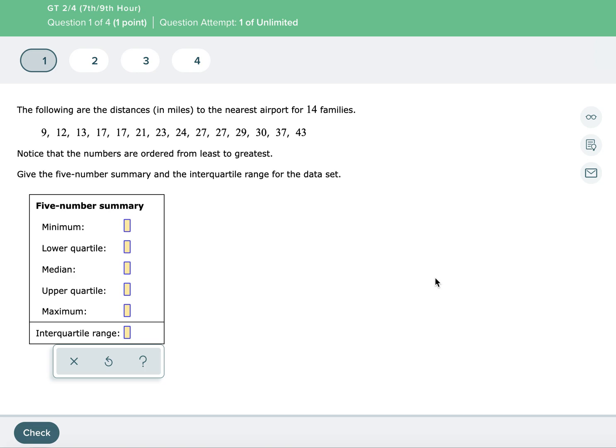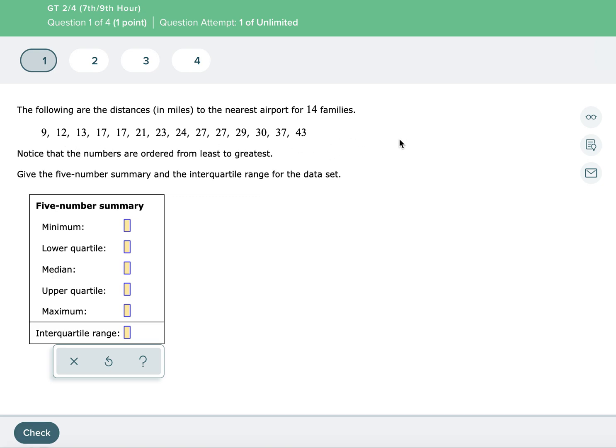Right, in this video we are going to talk about what a 5-number summary is and how to find it. The first thing to recognize is you have to have all of your numbers in order, usually least to greatest. And if I look at this, Alex actually does that for you.